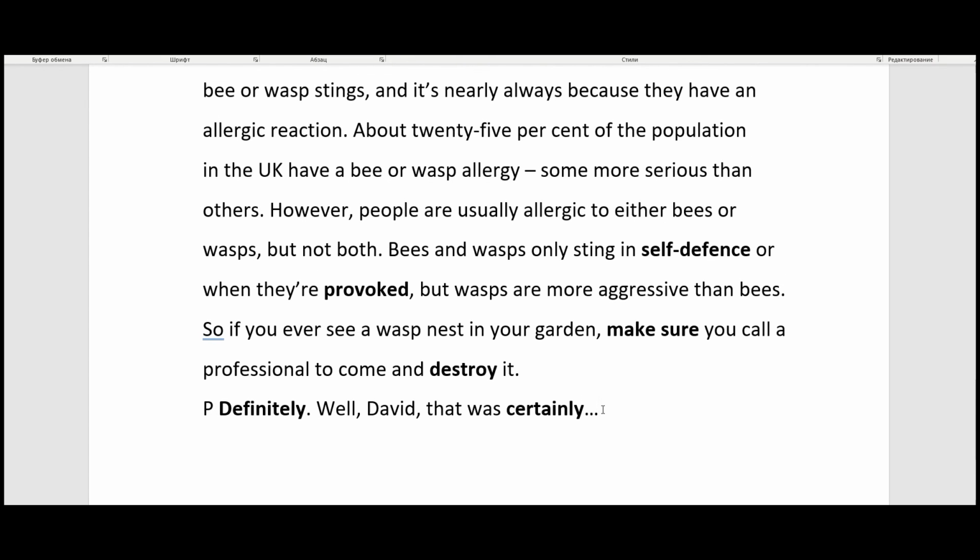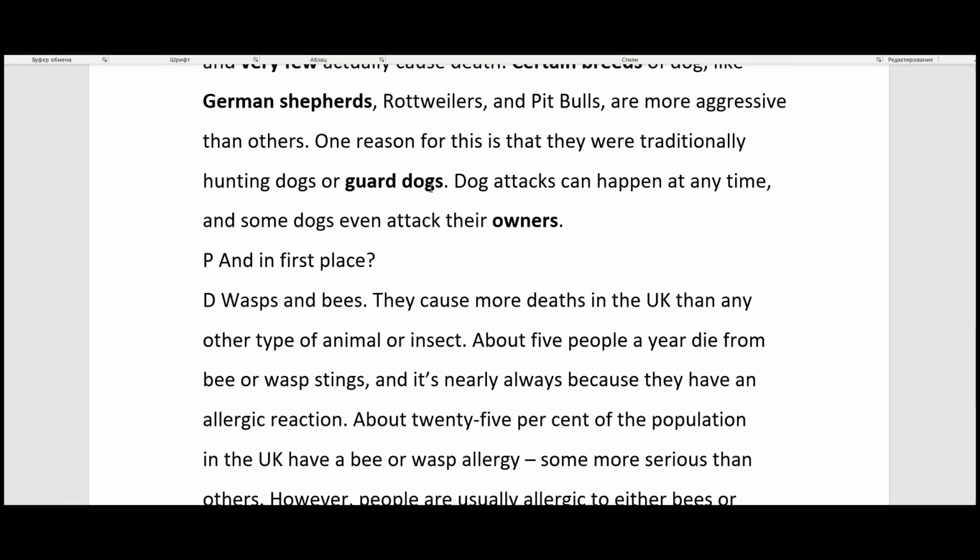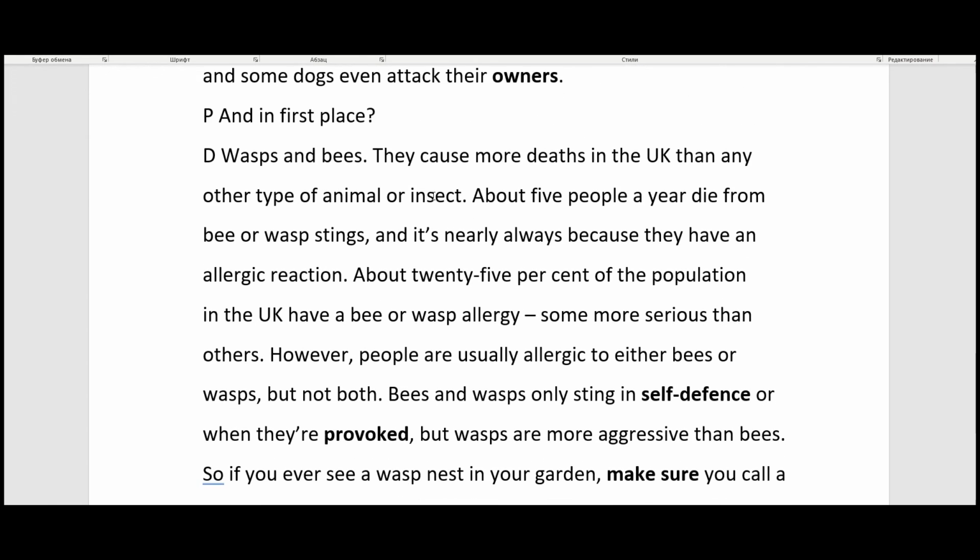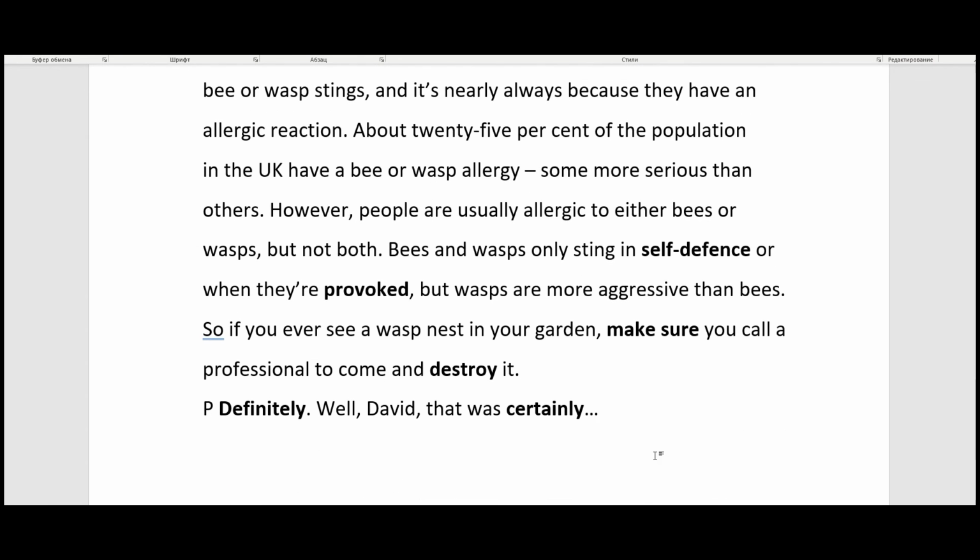Надеюсь, что какие-то моменты прояснились. Эти слова, которые я выделил полужирным, можно себе записать. Ну, а мы идем дальше.